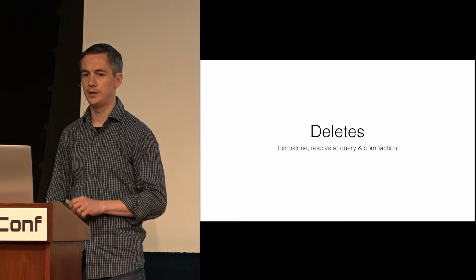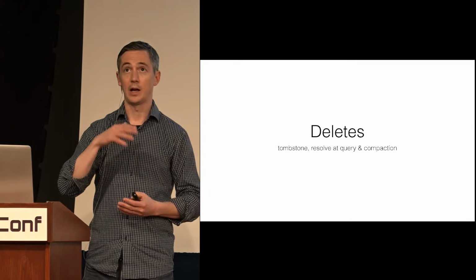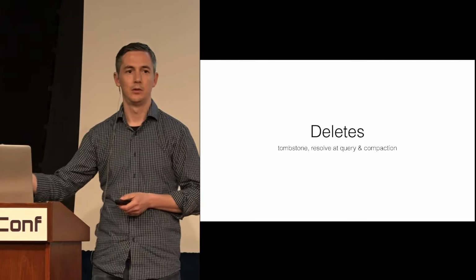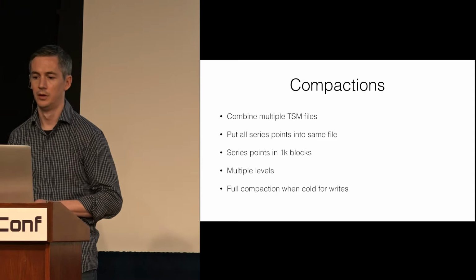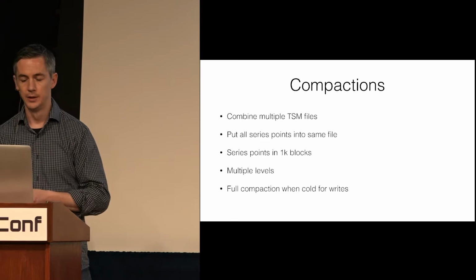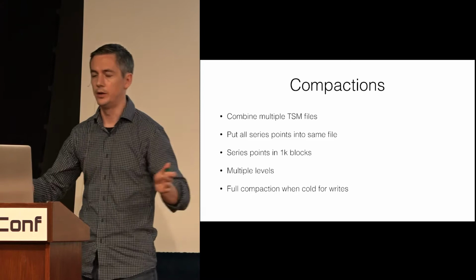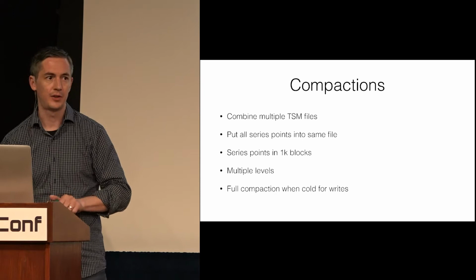Deletes are very similar to an LSM tree. We write a tombstone. At query time, we resolve the tombstones with the data that we read from the index and the in-memory index. Compactions later will rewrite the TSM files and remove the deleted data. Compactions basically combine multiple TSM files into one larger TSM file. Our goal with the compactions is to put as many points from the same series into a single file, so that they have a contiguous run. That way we can do quick range scans on the data and do computations on it.